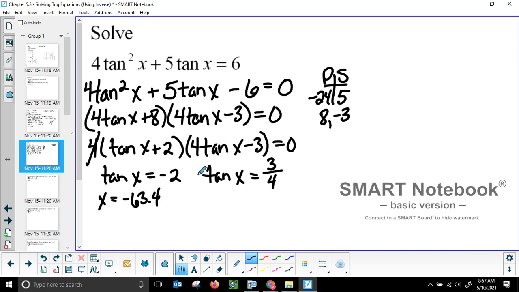So this is not between 0 and 360. Now again, we said for tangent, as long as there's no multiplier with my variable, which there's not, what is my period for tangent again? Pi, or 180 degrees. So I can simply add 180 to this, and that's going to give me 116.4. Sound about right? No, I'm sorry, 116.6.